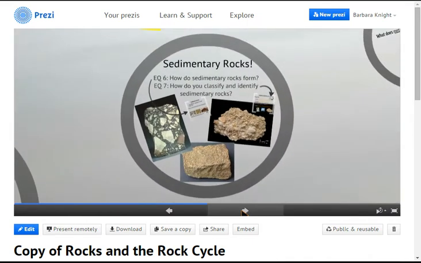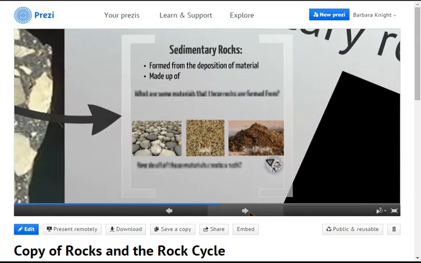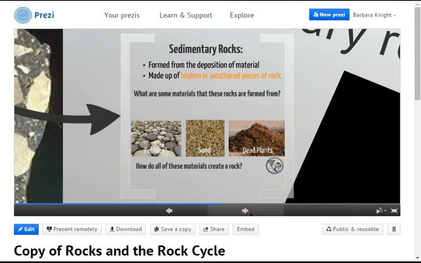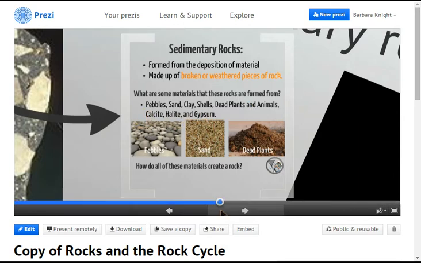So our essential questions are, how do sedimentary rocks form, and how would we classify and identify sedimentary rocks? So, sedimentary rocks are made up of broken or weathered pieces of rocks that are formed through the deposition of those weathered pieces of different rocks and other materials. And some of the materials that form the sedimentary rocks are pebbles, sand, clay, shells, dead plants, and dead animals, calcite, halite, and gypsum. So how do all of these materials create a rock?